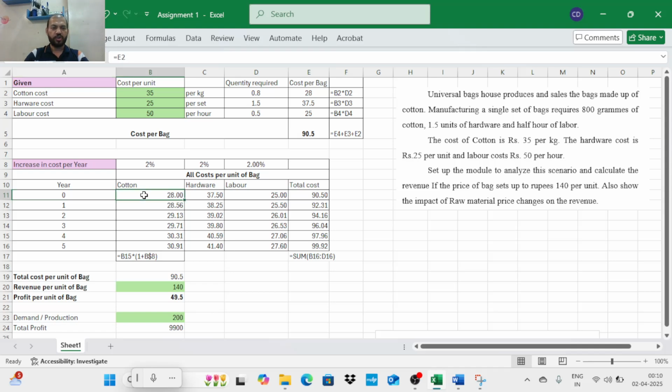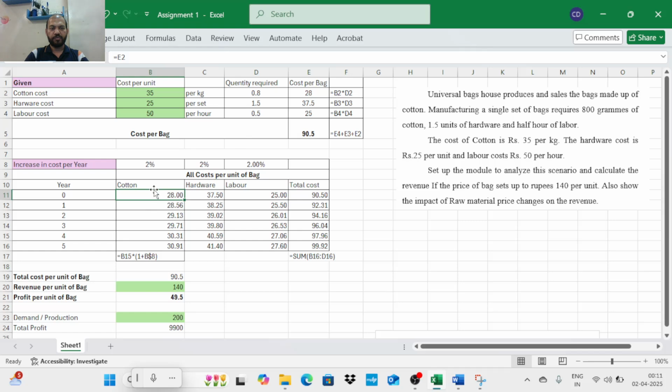So in the current year, what is the price of the cotton? It's 28. What is the price of the hardware which is required to produce one bag? It's 37.50 and labor cost is rupees 25. So in total it requires 90.50. So we have taken these costs from the first given part.